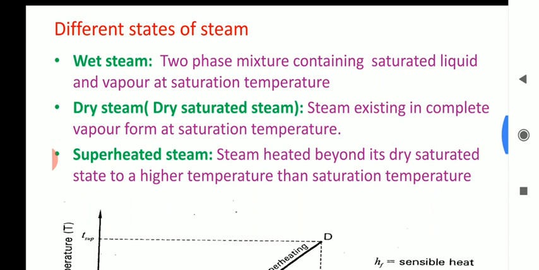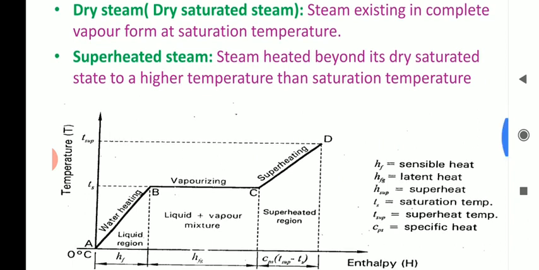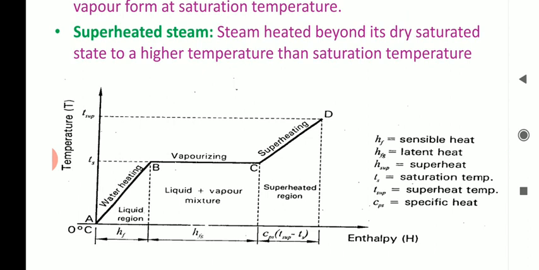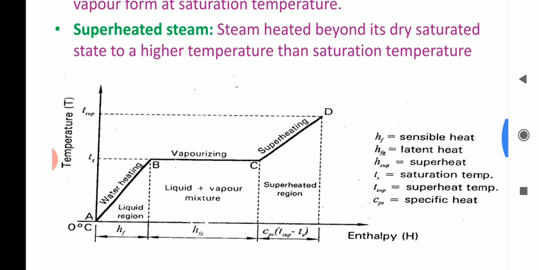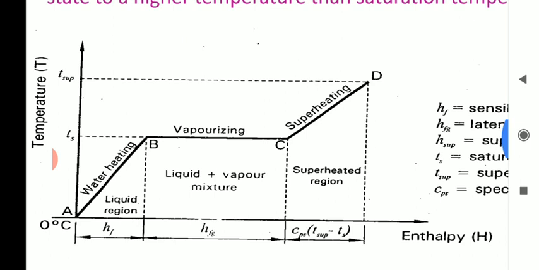So that is shown with the help of the temperature enthalpy diagram, from B to C. From B to C, that is nothing but the liquid plus vapor mixture. So from B to C, any point if you take, there we will get the mixture of water in the form of liquid, and some amount of that water is converted into vapor. So that mixture we get. So that is called a wet steam.